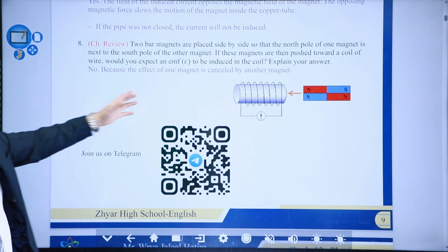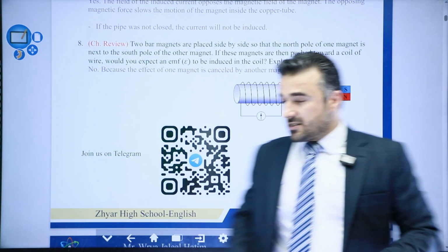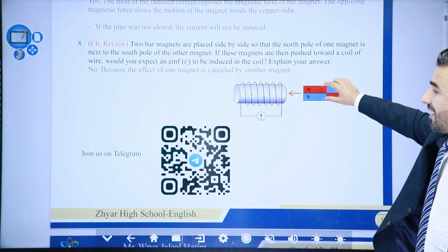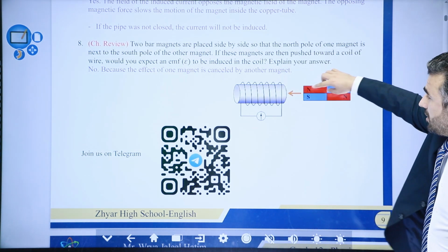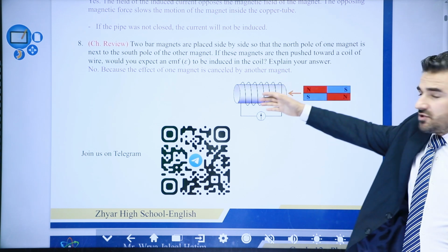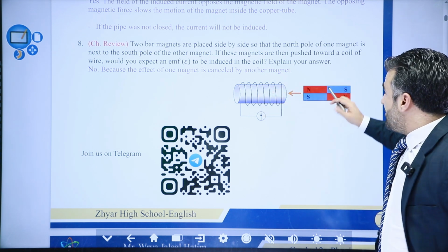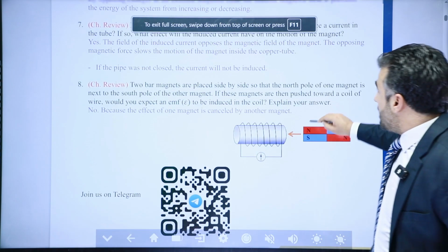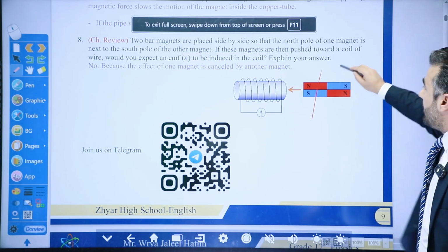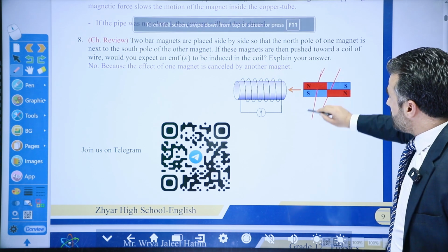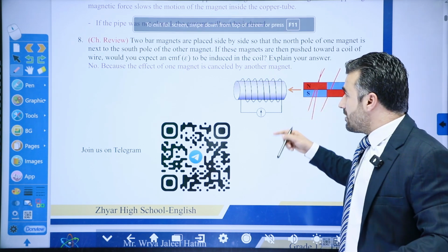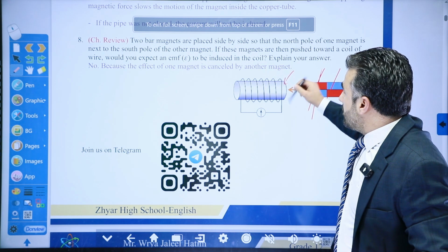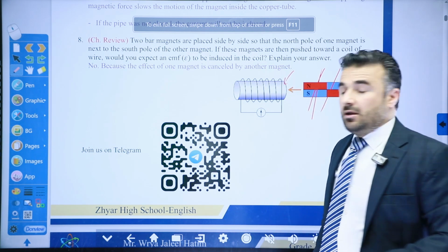And the last question asks what happens if you have two magnets whose opposite poles are attached, and you insert them into the coil. The magnetic field of one magnet cancels the magnetic field of the other magnet, so it's almost like there's no magnetic field acting, so it induces no current.